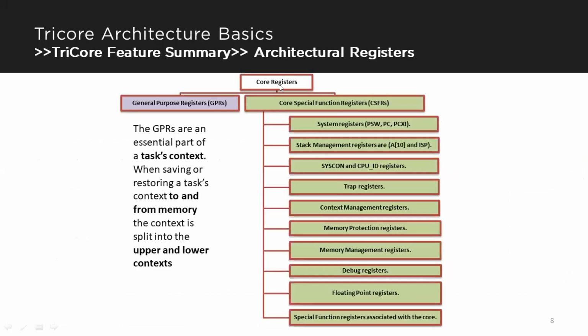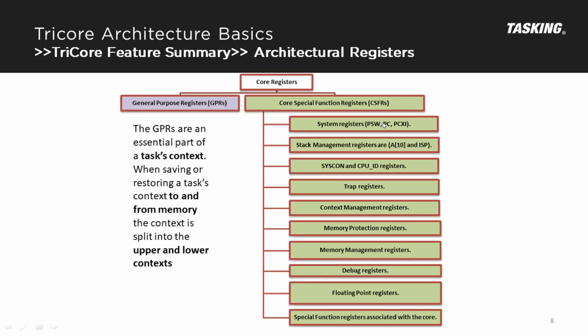So to sum it up, we have core registers. They are divided into two parts: general purpose registers and core special function registers. The general purpose registers, this is what we already saw. These are the 32-bit registers, and this is represented in the lower and upper part of the context. And for the core special function registers, you will find some registers related to the system.